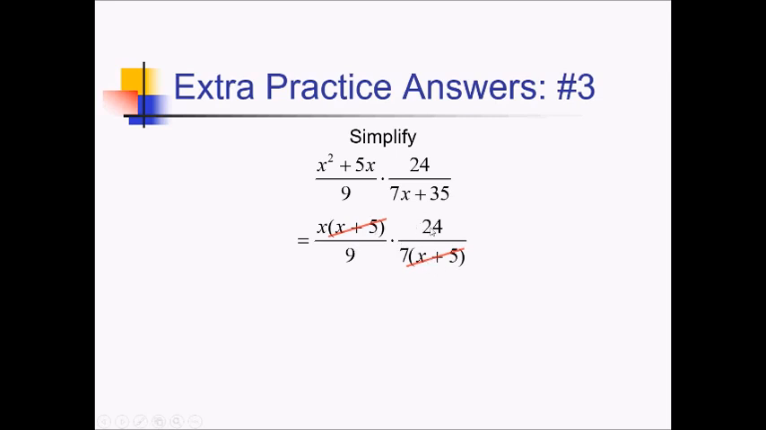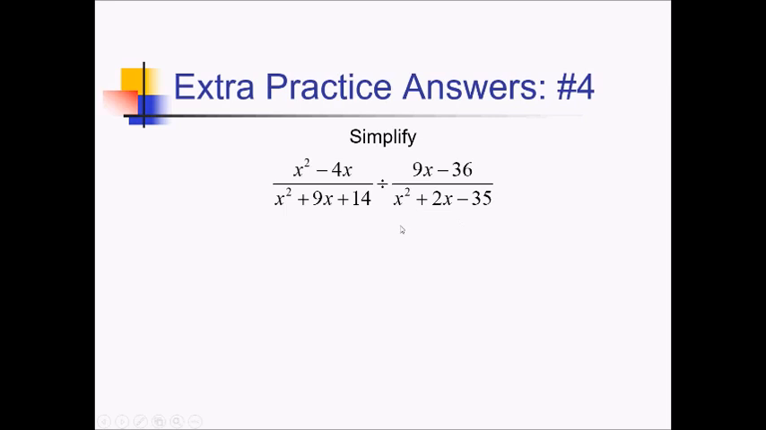And then 9 and 24, those can reduce by 3. So 24 is now an 8. This 9 down here is now a 3. Multiplying the leftovers, we have x times 8, which is 8x. And 3 times 7 in the denominator gives me 21.